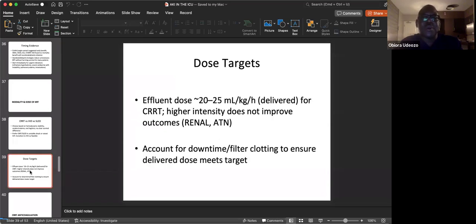For dosing, CRRT is 20 to 25 mL per kilo per hour. Increasing the dose has not been shown to be beneficial either; you just end up using more dialysate and it's more expensive. Also, the filter clots a lot with CRRT, so you have to factor that in. Even if you prescribe 20 to 25 mL per kilo per hour, because the filter keeps clotting, your patient might end up getting just 10 to 15 mL per kilo.